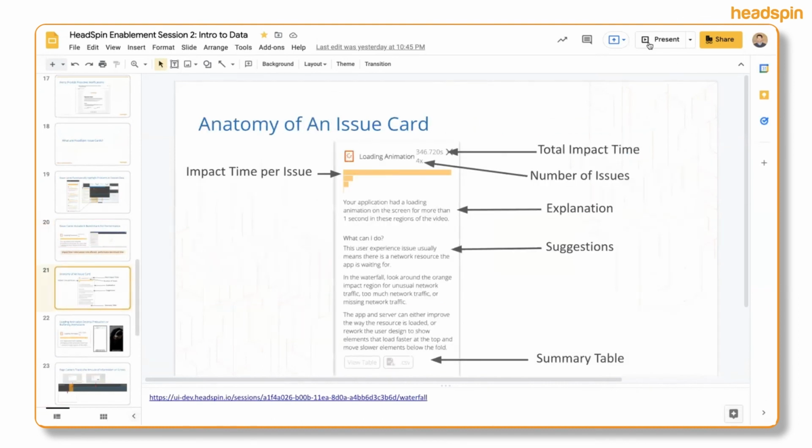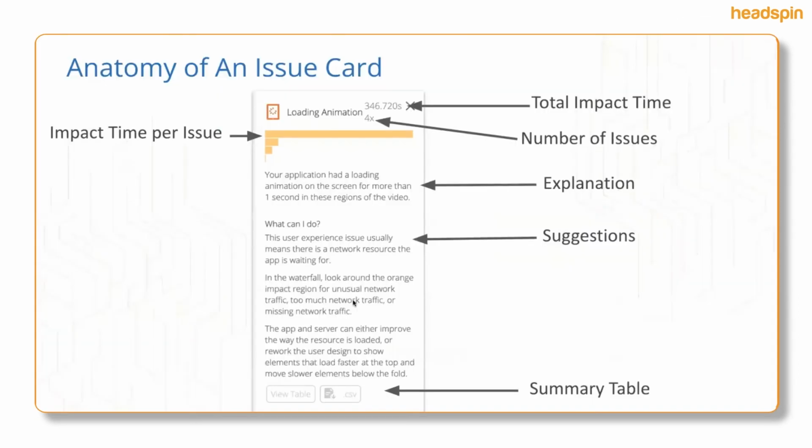So yeah, the anatomy of the issue card is essentially as I showed. You have the total impact time for that issue. That's how much of the session was affected by this issue, accounting for the performance benchmark. And the total number of issues that we've seen in this session.